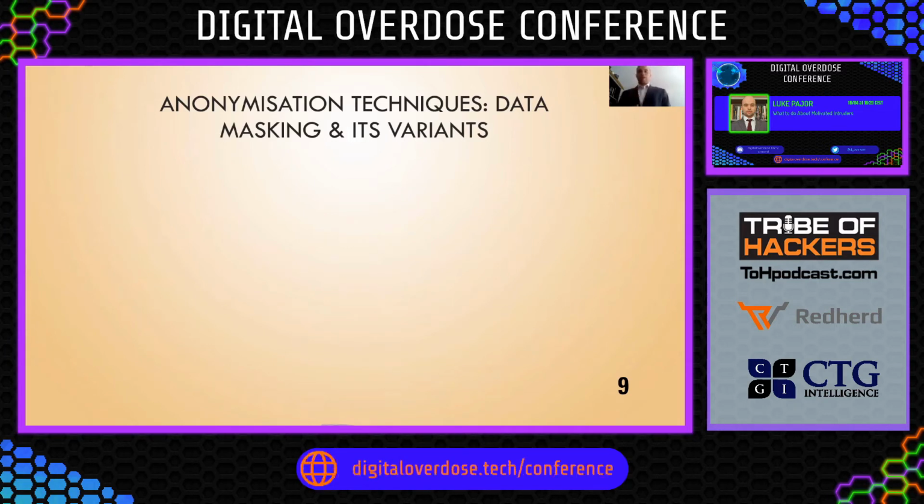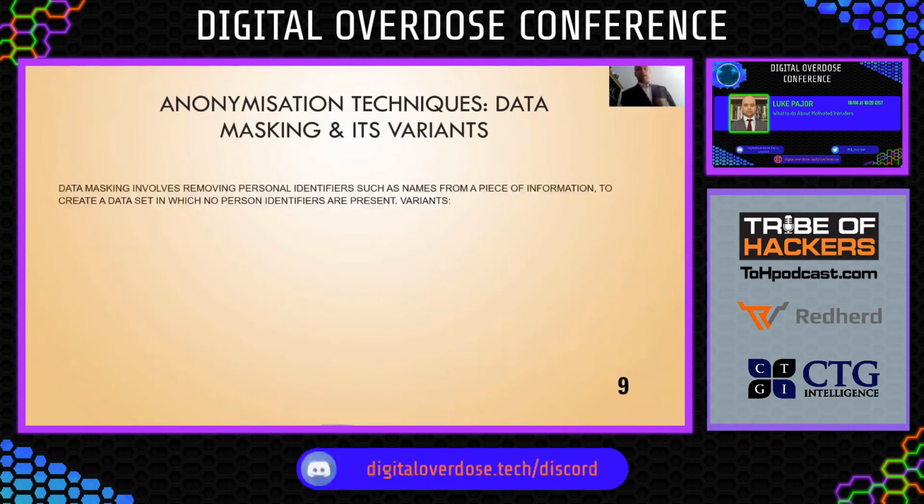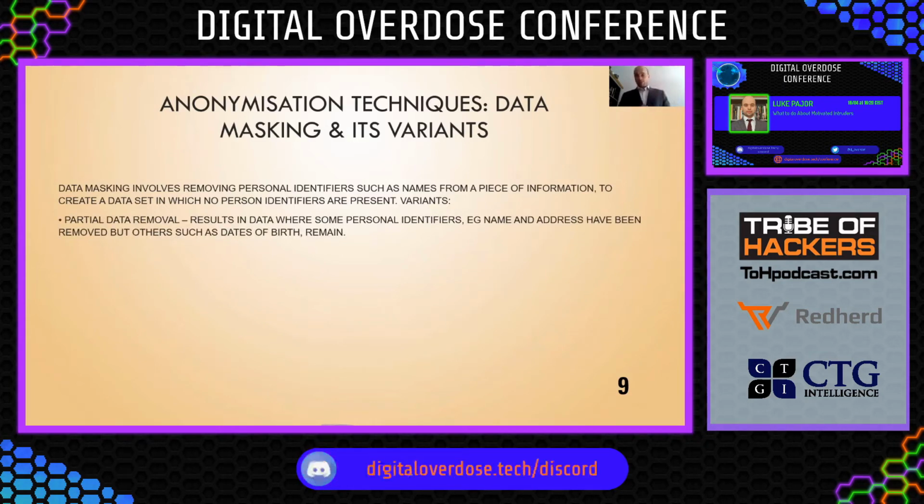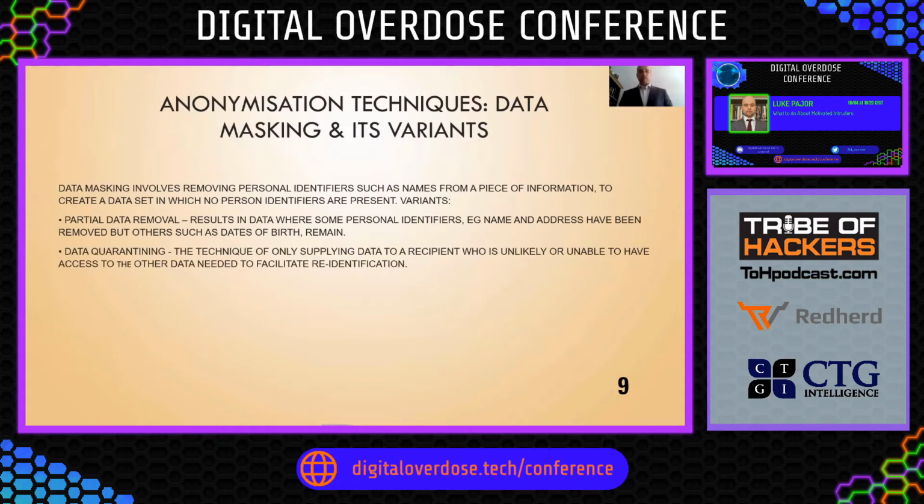So the first thing I want to discuss is data anonymization techniques, or masking, and its variants. Data masking, in short, just involves removing personal identifiers, such as names, from a piece of information to create a data set in which no personal identifiers are present. Its variants include partial data removal. This results in data where some personal identifiers, such as names, addresses, postcodes, and so on, have been removed, but other tidbits of information, such as date of birth, remain. We've got data quarantining. This is the technique of only supplying data to a recipient who is unlikely or unable to have access to the other pieces of data that will be needed to facilitate re-identification.